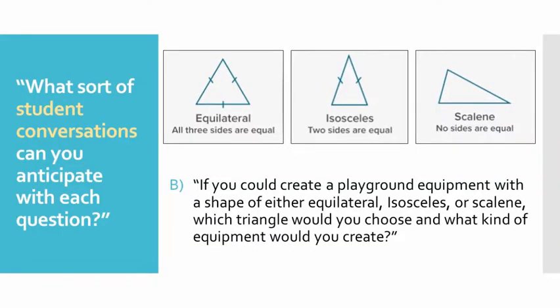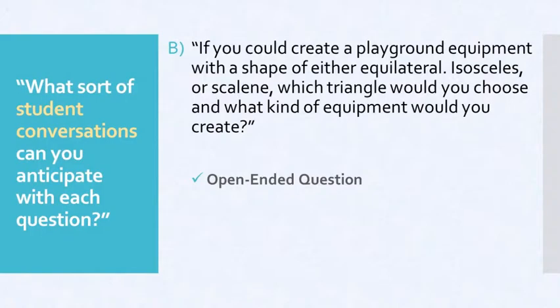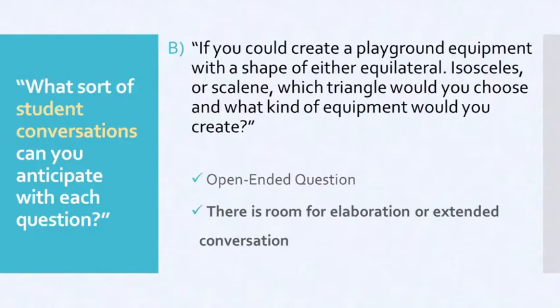Alright class, if you could design a playground equipment like slide or swing, which shape would you use? Equilateral, isosceles, or scalene triangle? Which triangle would you choose, and what kind of equipment would you create with these on the playground? This is an open-ended question, and there's room for elaboration and extended thinking. Students can come up with a variety of answers to this question.